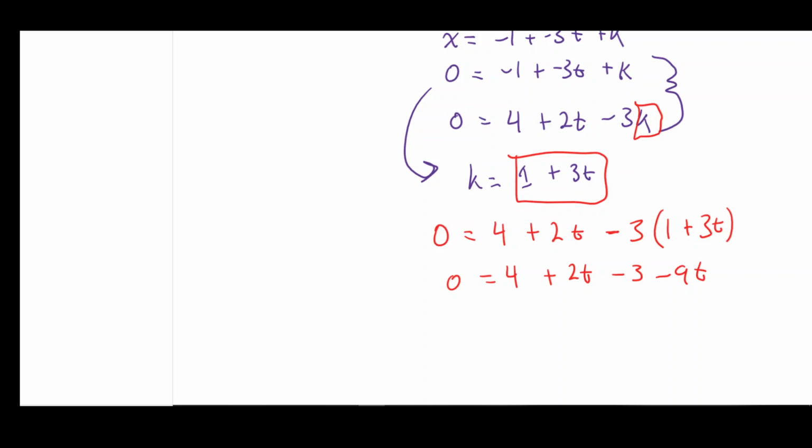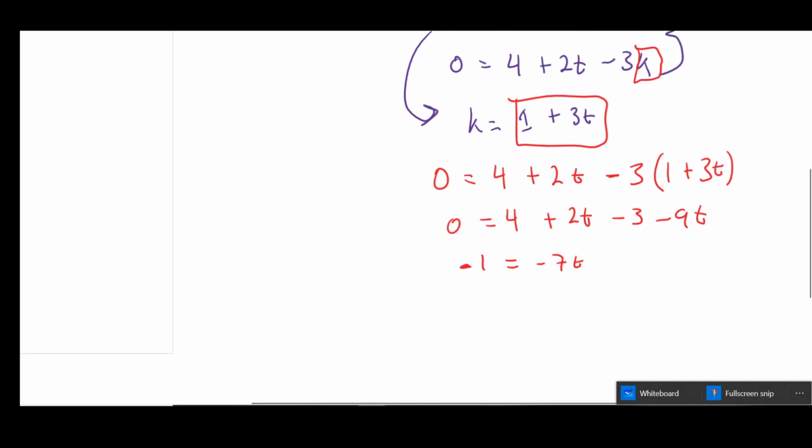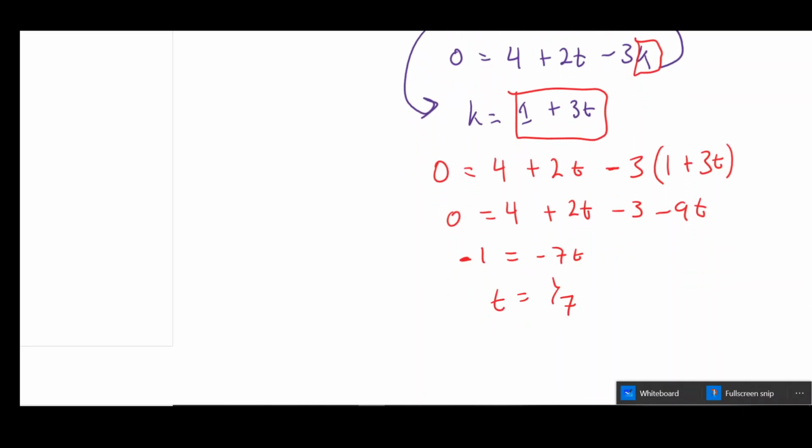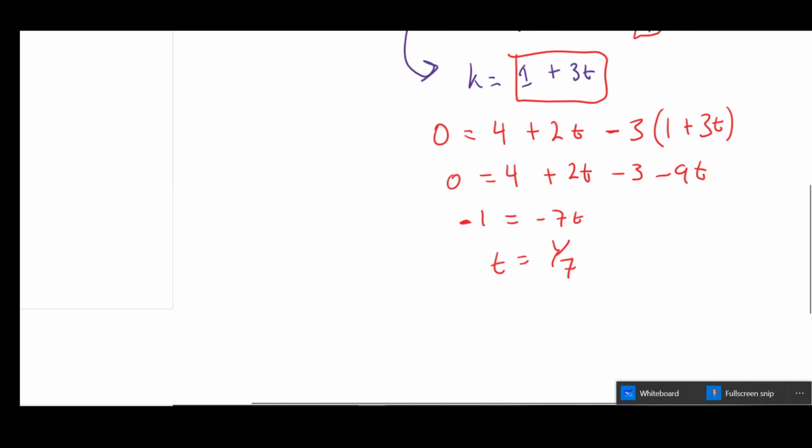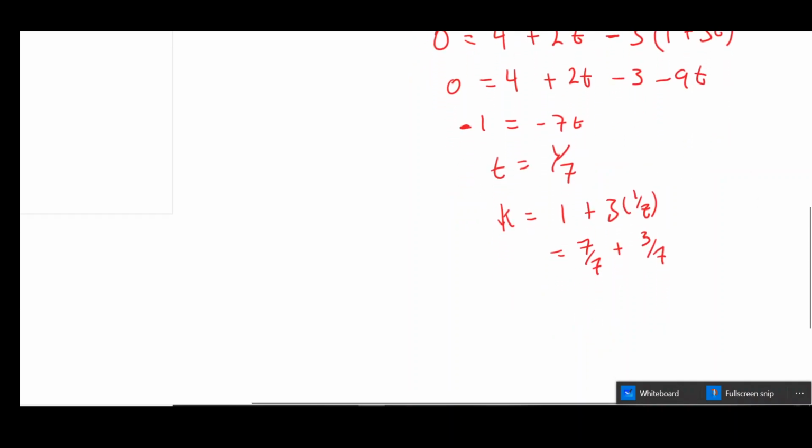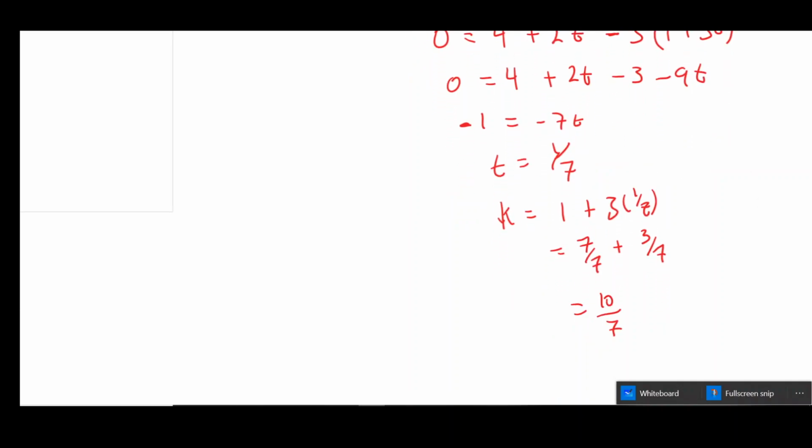So that's going to be 1 when I combine the 4 and the minus 3. When I bring it over, it's going to be negative 1. When I combine those t's, I'm going to get negative 7t. And this is what I meant. I didn't know if it was going to be nice, and obviously it's not nice. t is 1/7. So with t being 1/7, k is going to be 1 plus 3 times a 7th, which is going to be 7/7 is 1, 3/7 is 3 times a 7th, 10/7.